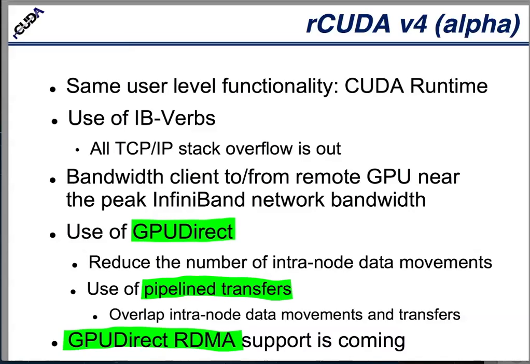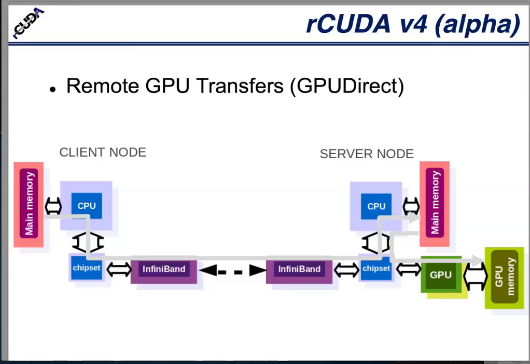This way, we can attain a very high use of the InfiniBand interconnect. We also use the first generation of GPU Direct to avoid intermediate memory copies, and we also perform network and GPU pipeline transfers to attain a high level of efficiency. Once GPU Direct RDMA support is available, we will also introduce transfers making use of this new capability. This is how we currently perform transfers in rCUDA 4.